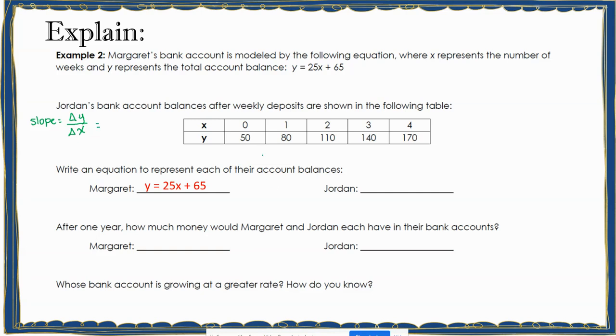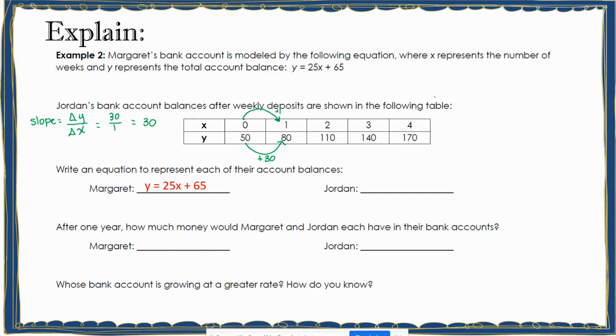So let's look at our y values. Our first y value goes from 50 to 80. Well, to get from 50 to 80, I would increase by 30. So that is a positive 30 for that change. Now, when y goes from 50 to 80, let's look at what x does. X goes from 0 to 1. Well, that is a positive increase of 1. So 30 over 1, if I divide 30 by 1, I get 30. So I know that Jordan has a slope of 30.